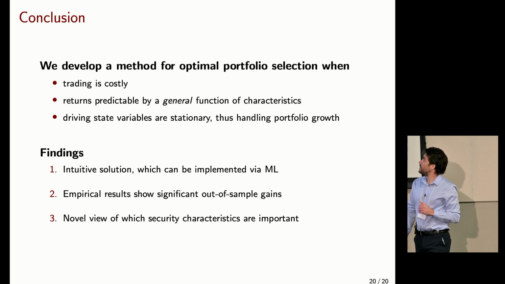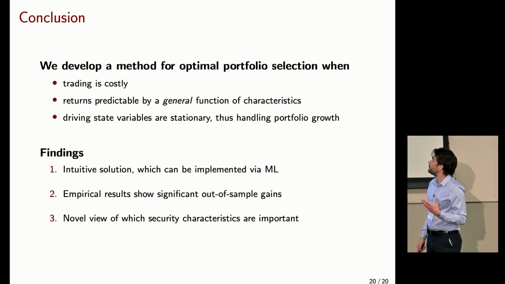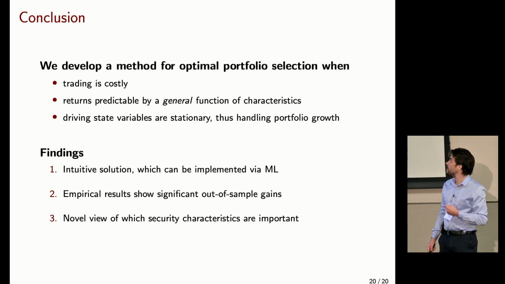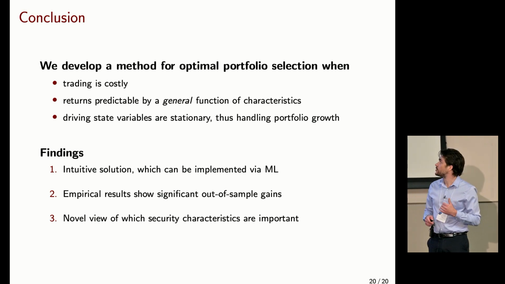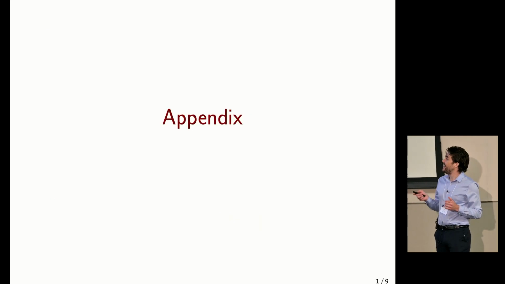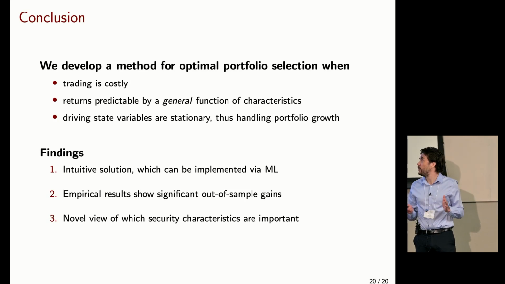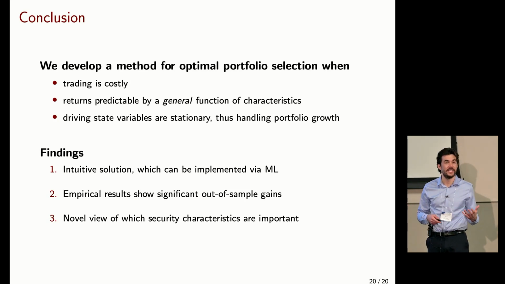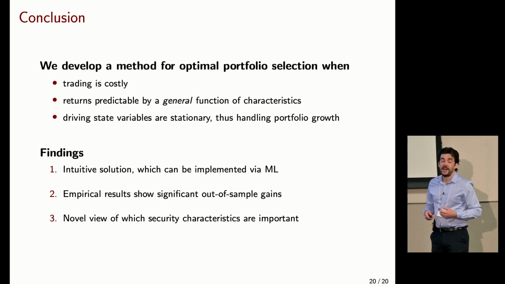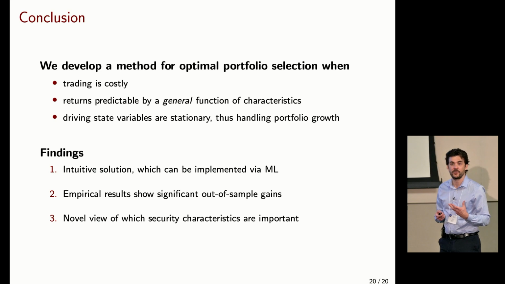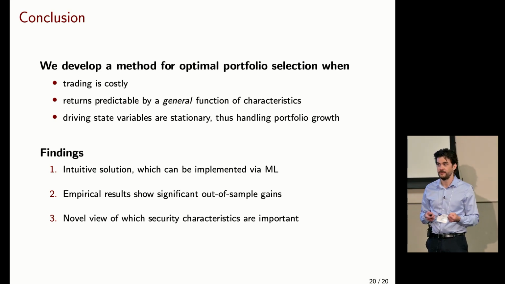So, to conclude, we developed a method for optimal portfolio selection when trading is costly. Returns are predictable by a general function of characteristics, and the driving state variables are stationary, thereby handling this issue of portfolio growth. So what we find is what we would say is an intuitive solution which can be implemented via machine learning. Our empirical results show that there are significant out-of-sample gains to using this method. And we provide a novel view of which security characteristics are important for a large investor.